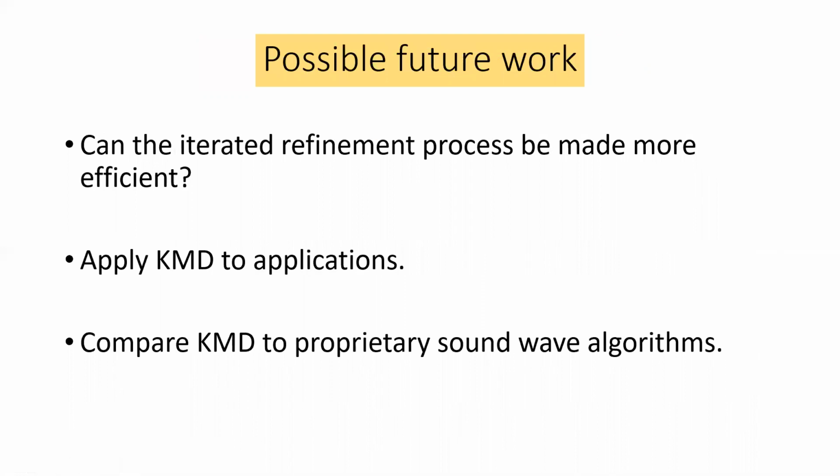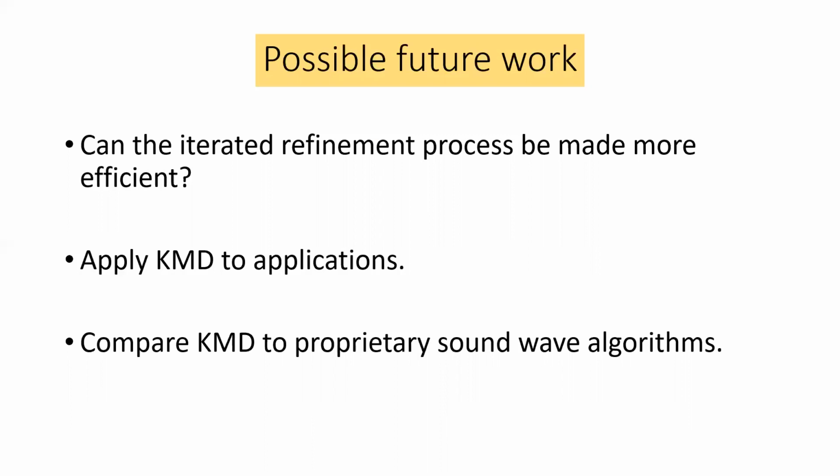Possible future work includes obtaining convergence guarantees and accuracy guarantees on this refinement process. Also, we can ask if this process can be made more efficient with an analytical computation of the convergence. So instead of doing an iteration, we can ask if we can just analytically compute the convergence.